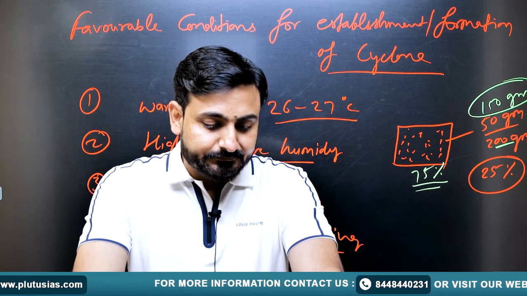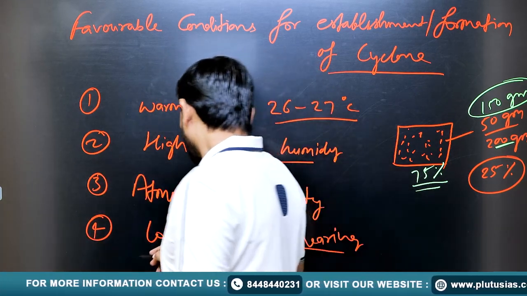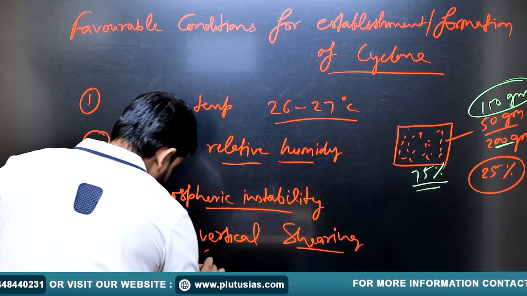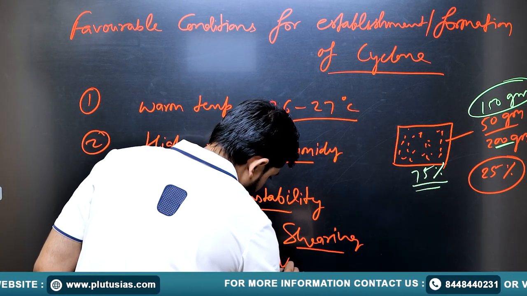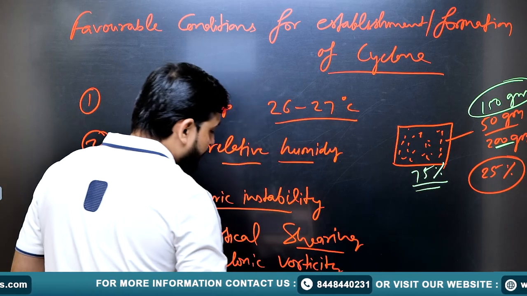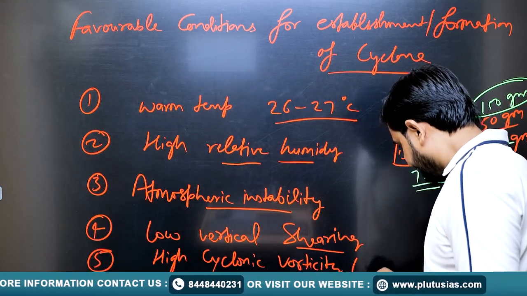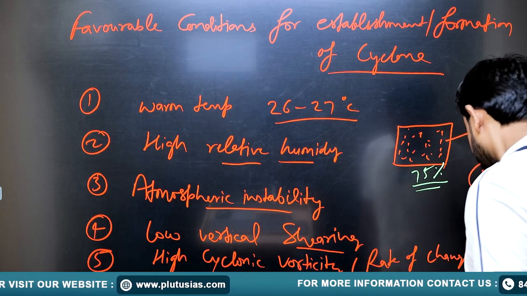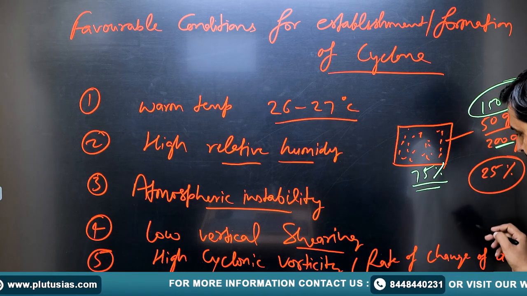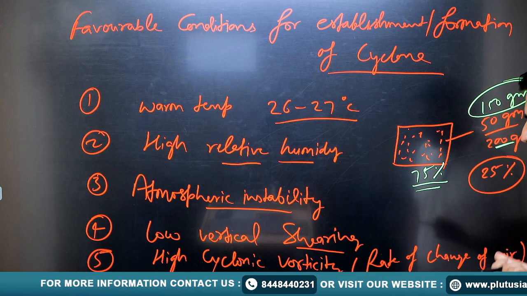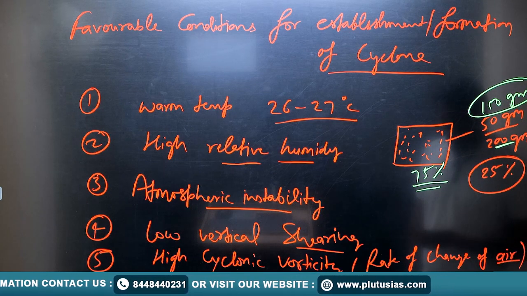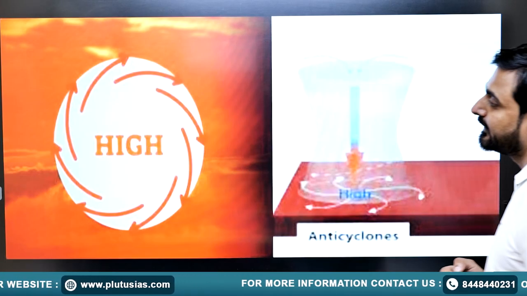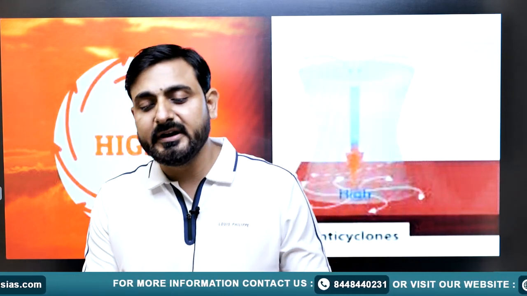Then there is another factor, cyclonic vorticity. The fifth factor is that there should be high cyclonic vorticity. Vorticity you can say is the rate of change of motion in the air, means the higher the movement of air, the higher the chances for the formation of this cyclone phenomenon, particularly in tropical regions.